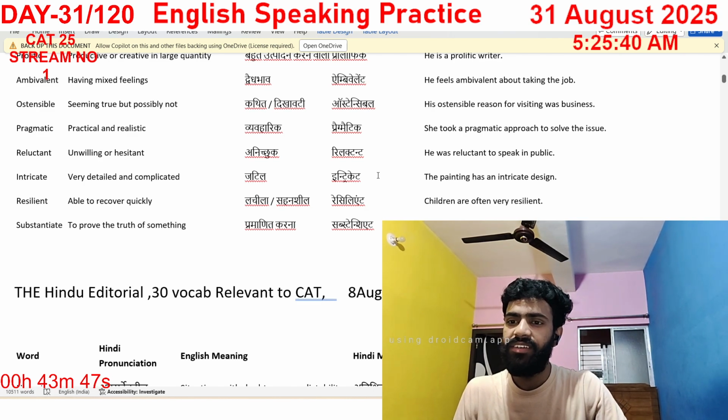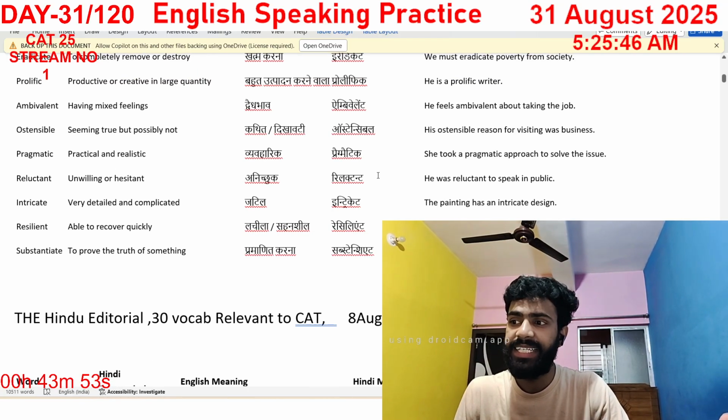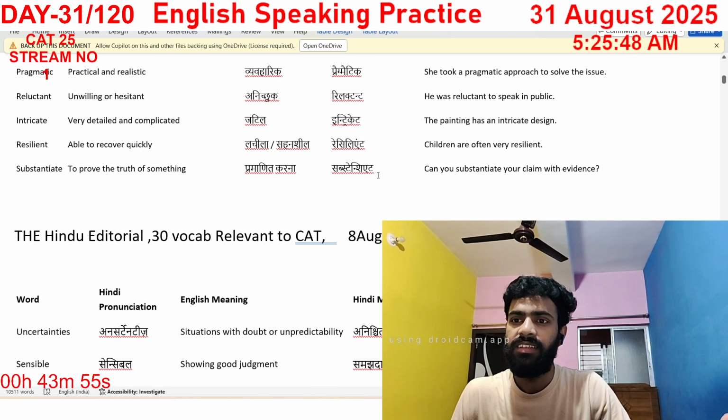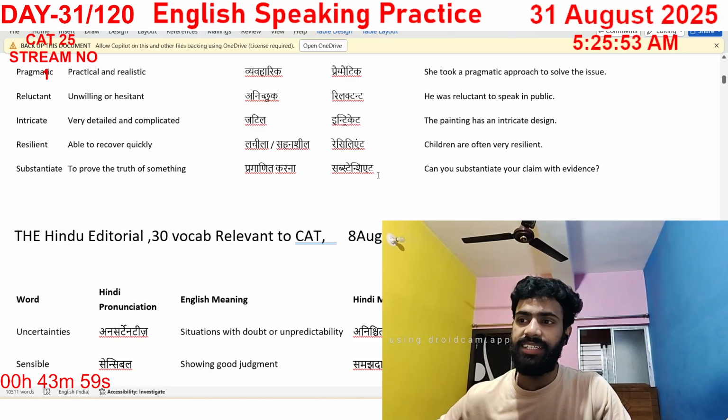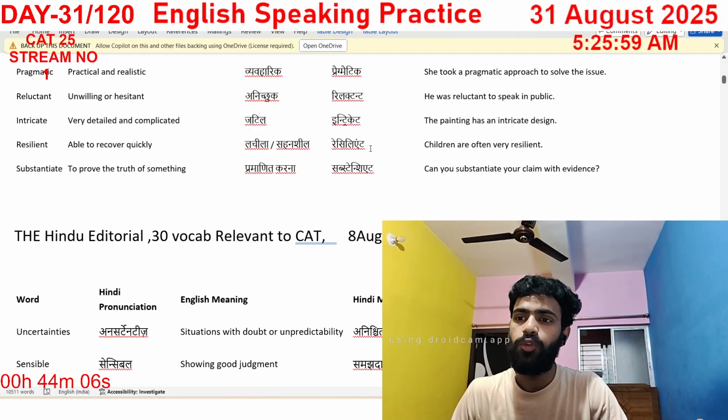Then intricate. Intricate means very detailed and complicated. The painting has an intricate design, very detailed and complicated design. Then resilient. Resilient means able to recover quickly from failure. Children are often very resilient.